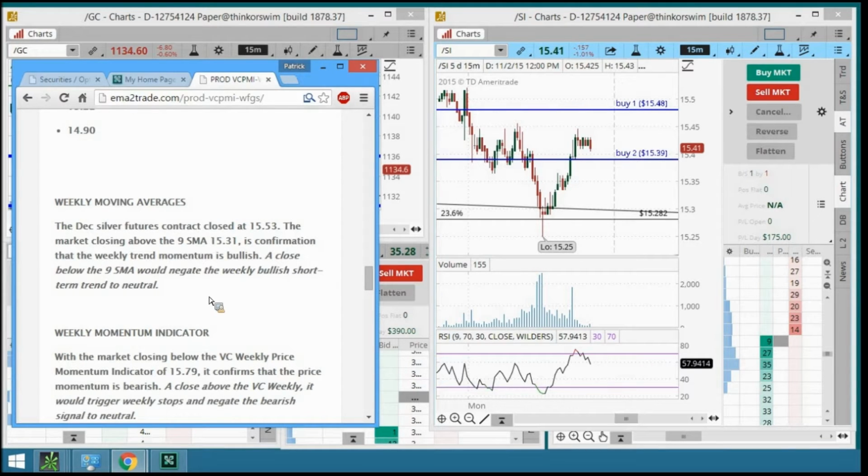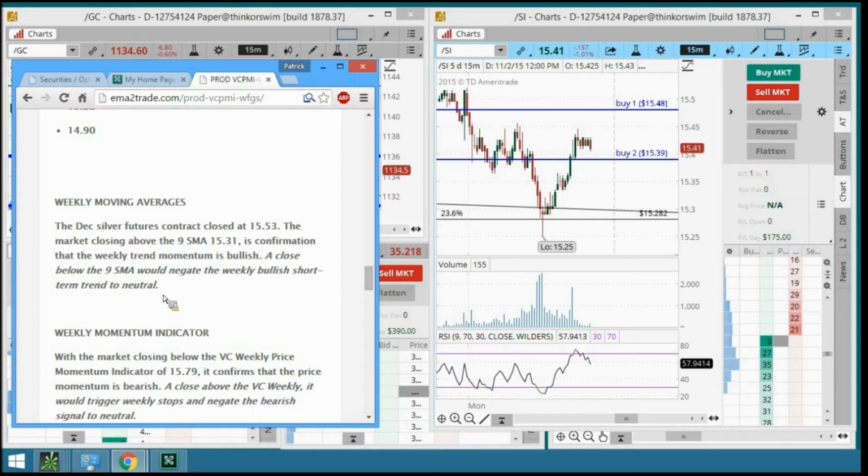The December silver futures contract closed at 1553 on Friday. The market closing above the 1531, which is the 9-day moving average, is confirmation that the weekly trend momentum is bullish. But it also tells you that if it closes below 1531, that it would negate this bullish short-term trend to neutral.